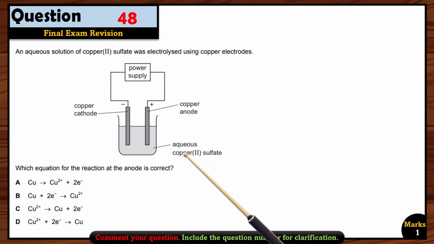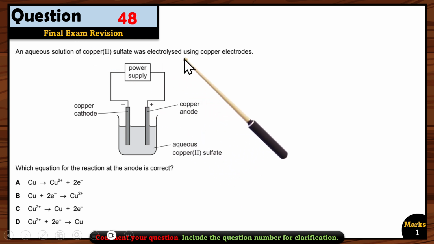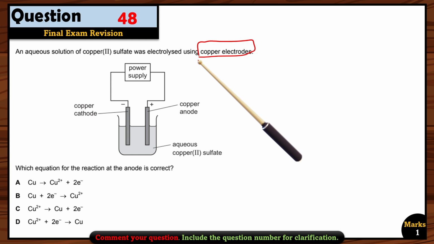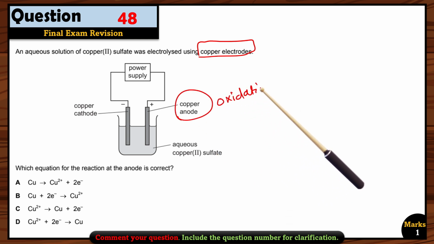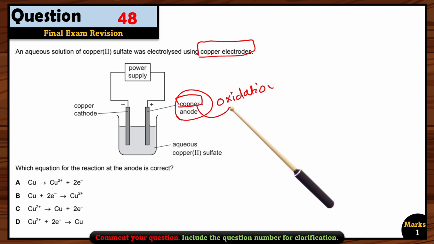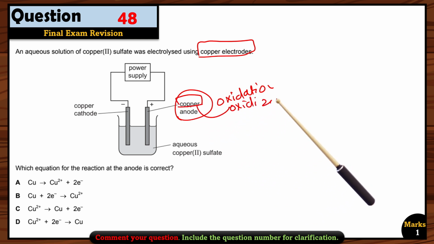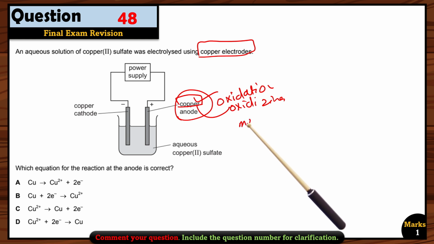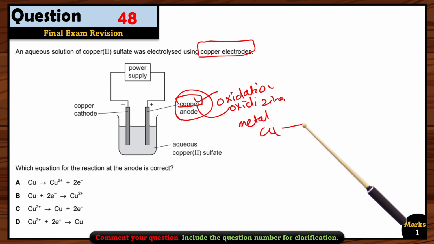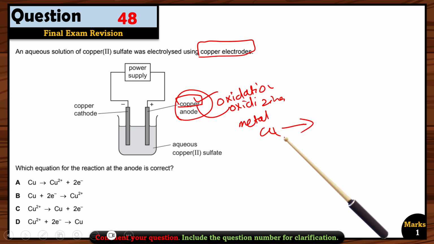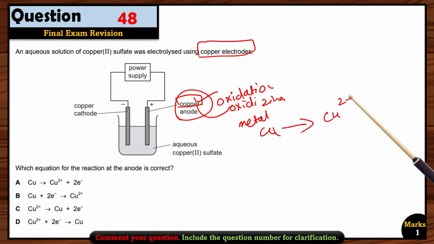Question 48. An aqueous solution of copper sulfate was electrolyzed using copper electrodes. Which equation for the reaction at the anode is correct? Again we have copper electrodes. What will happen at the anode? I already told you oxidation will take place, because this copper starts oxidizing. This copper electrode is a metal, so this metal will start oxidizing, and when it oxidizes it will change into copper ions.